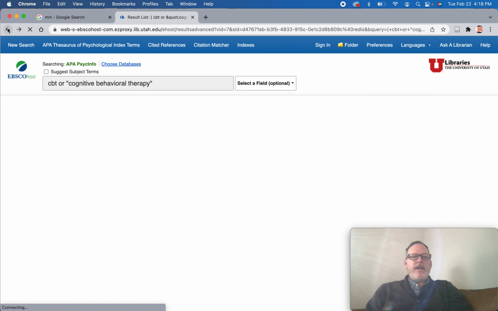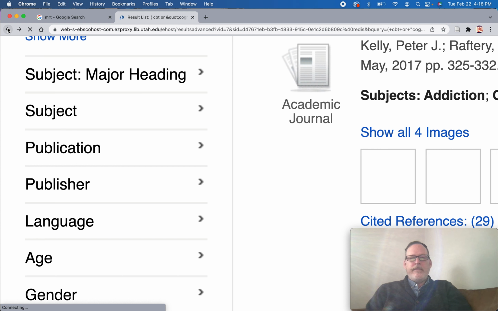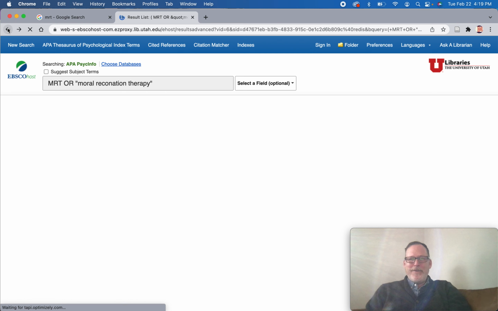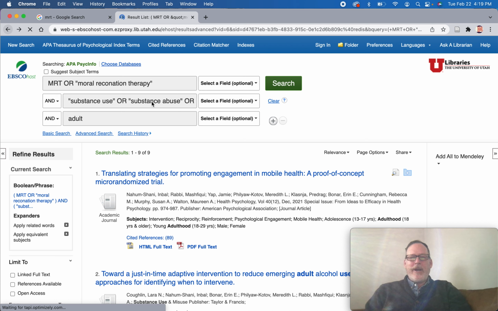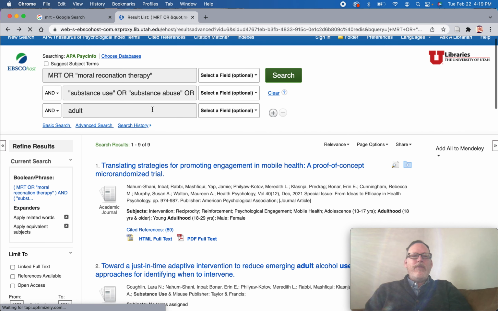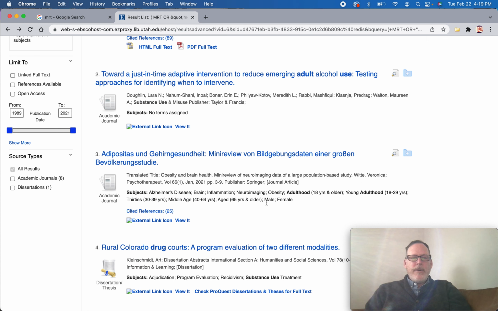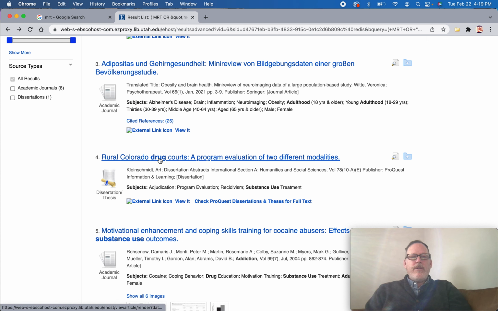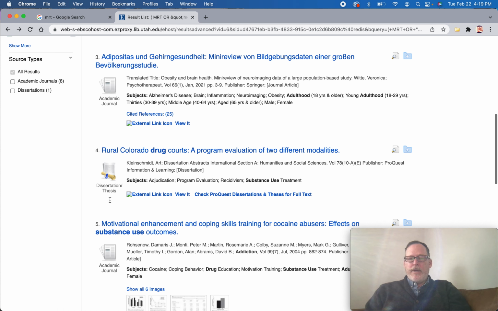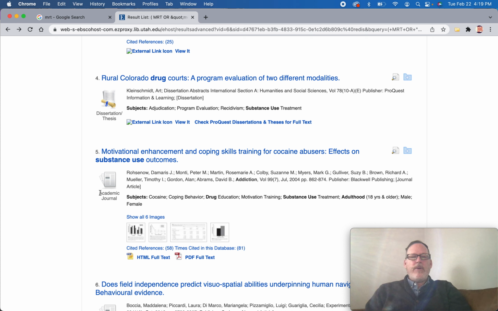Going back to MRT. I'm trying not to be frightened by the huge text. It feels like my internet connection is just hanging on by its fingernails. Okay, here we go. So here we're looking at moral reincarnation therapy. So, okay, so here's alcohol use. So we know what they're looking at. So here's one in German. There's drug courts. Oh, here's an interesting thing. There's dissertations and theses. This is something somebody used to defend their PhD defense, as it were. So look for the ones that just say academic journal.